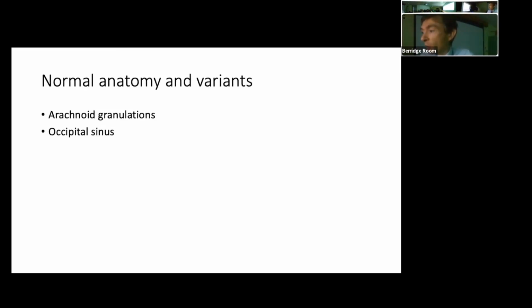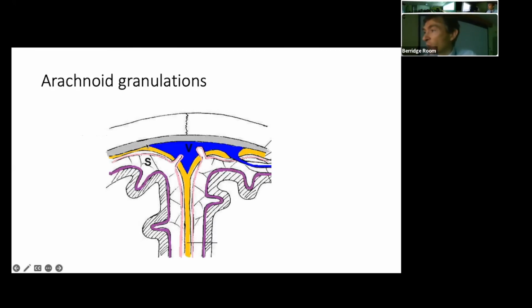So we're moving topic now onto some of the variants of anatomy. I'm just going to talk about these two entities: arachnoid granulations, which can mimic thrombus, and the occipital sinus, which is a sinus that is a normal variant that runs between the torcular and the jugular foramen, and you see that more commonly in children than you do in adults. So just to talk a bit about arachnoid granulations, which I think we're all familiar with.